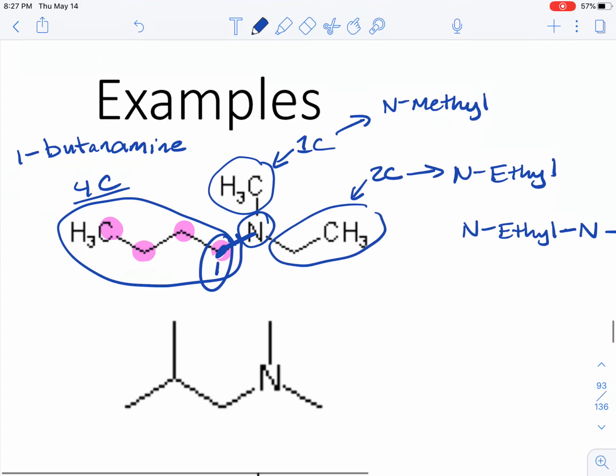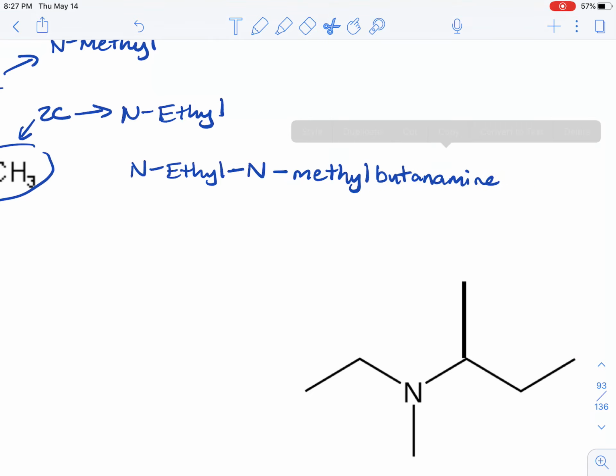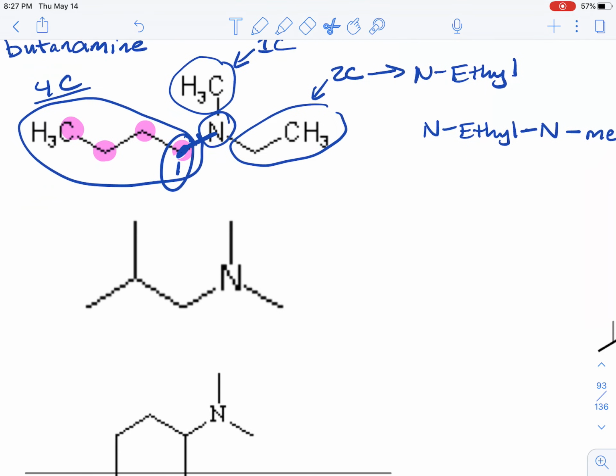And so it's unnecessary. If you just have N-ethyl-N-methylbutanamine, it's implied that the amine is on the butane, on carbon one. All right, so let's go ahead and take a look at the next example.